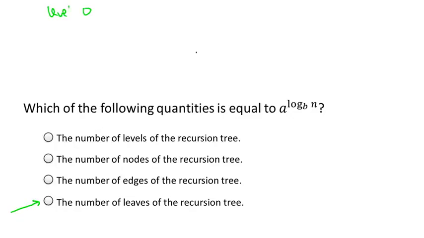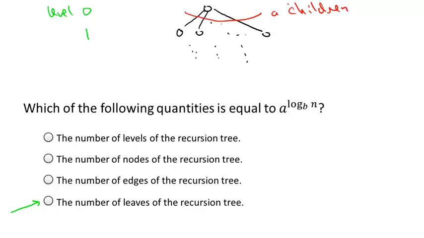We'll just remember what recursion trees look like. At level 0, we have a single node, and then with each level, we have a times as many nodes as before. That is, with each level of the recursion tree, the number of nodes goes up by a factor of a. How long does this process go on? Well, it goes on until we reach down to the leaves. Recall that the input size starts at n up at the root. It gets divided by a factor b each time, and it terminates once we get down to 1. So the leaves reside at precisely level log base b of n.